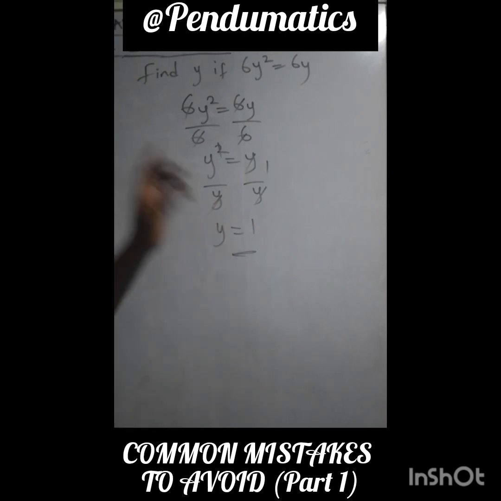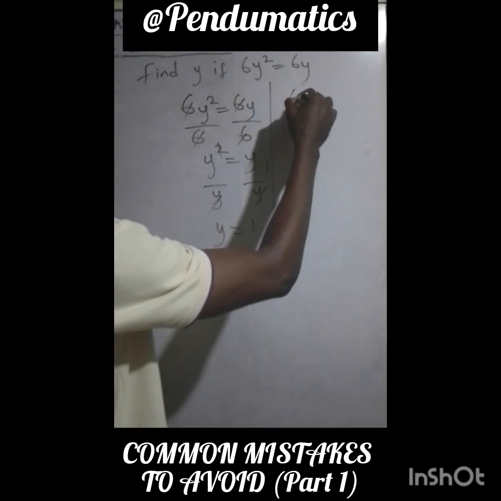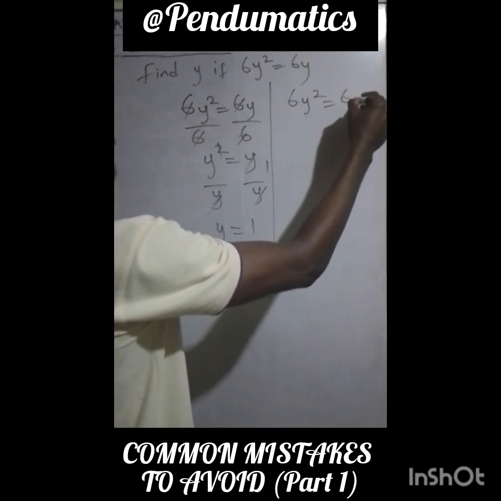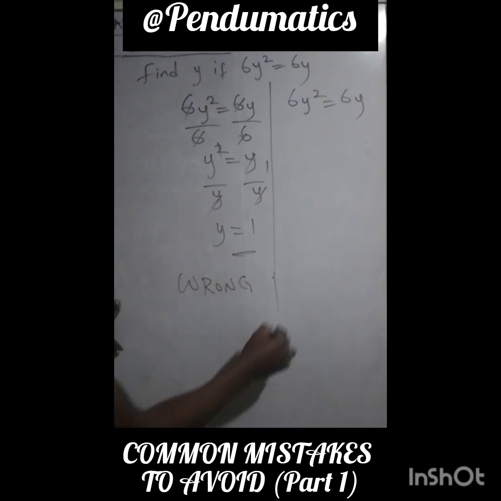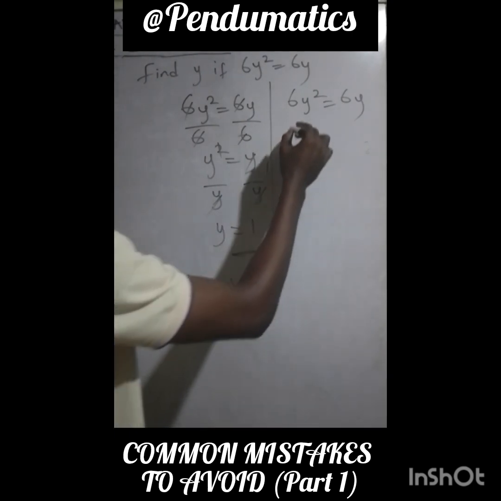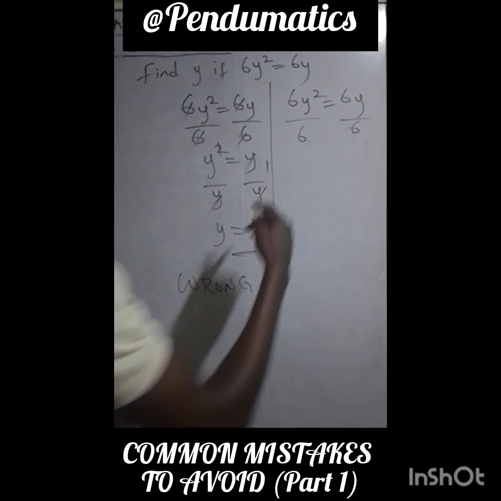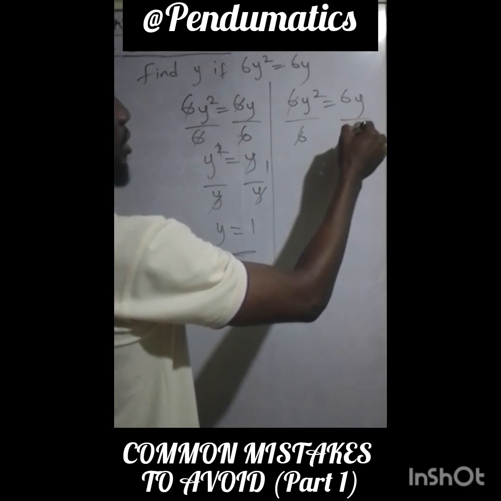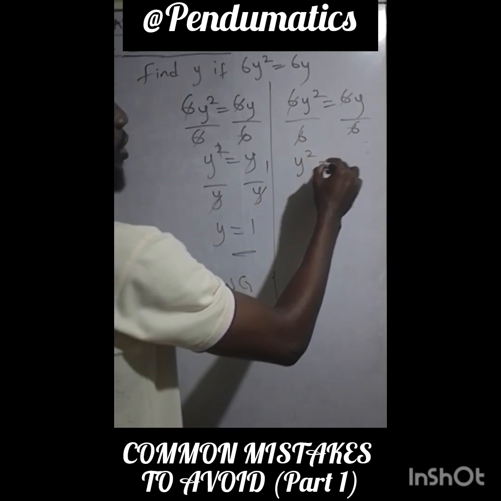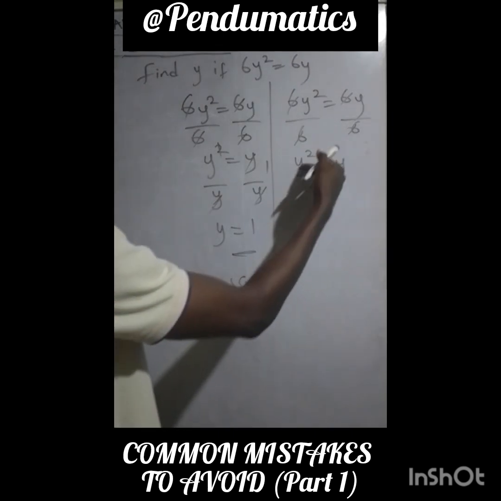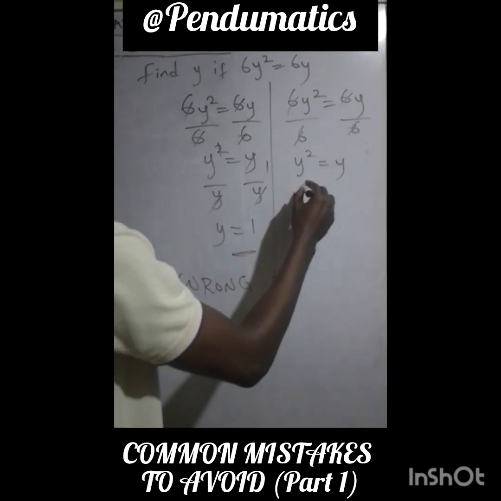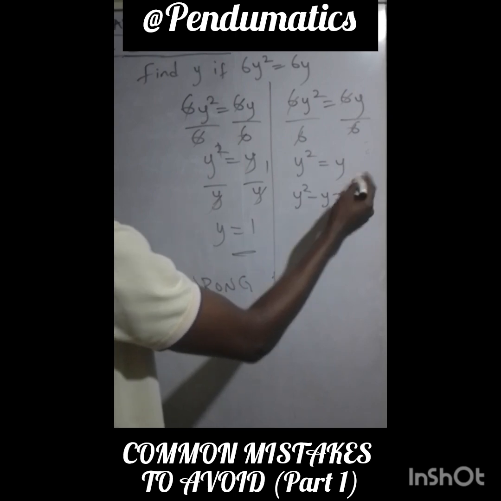So what is the right way to solve it? This is what you should do. Now you have 6y squared is equal to 6y. This is wrong or incomplete. Now the right way, what you should do here first, you can go ahead and divide by 6 if you like, just to reduce the terms. You have this. Now at this point, you don't divide by y. Instead, let y come this way. So you have y squared minus y is equal to 0.